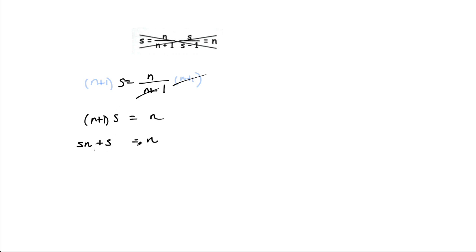Okay, you get that. And now you've got to bring that over to the other side by subtracting both sides by SN. And if you factor out N, you get this. So N, if you want to isolate it, you have to divide both sides by 1 minus S.